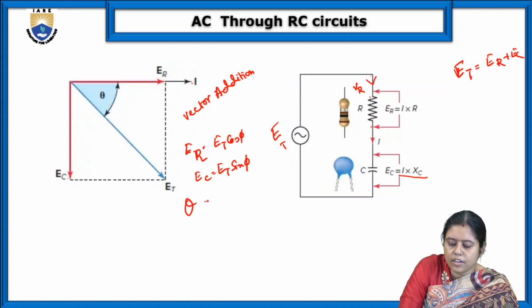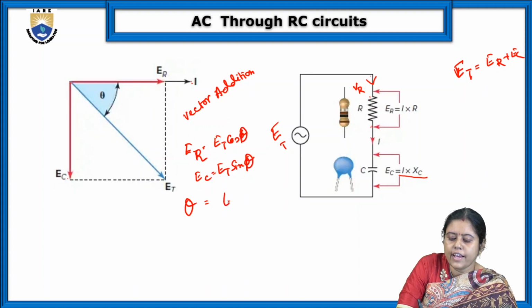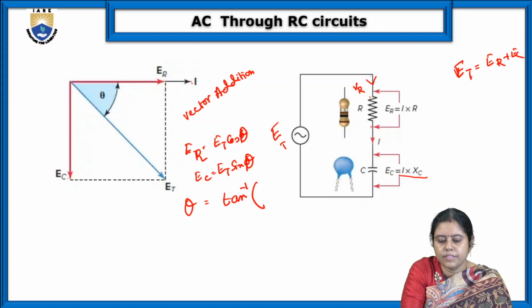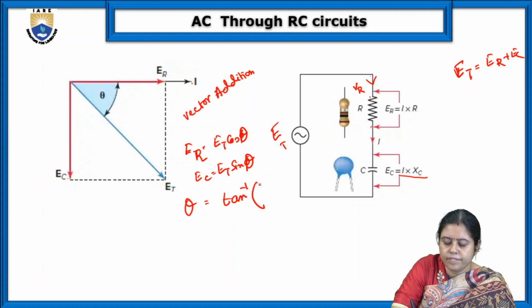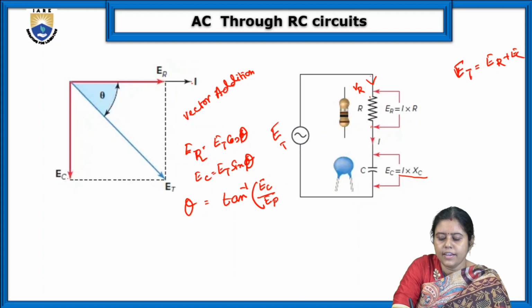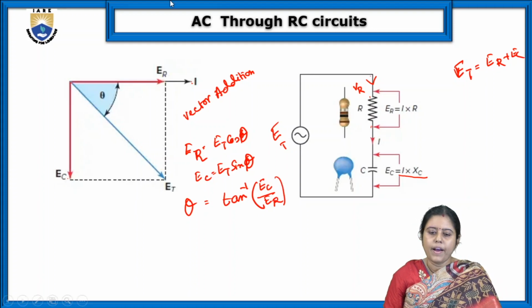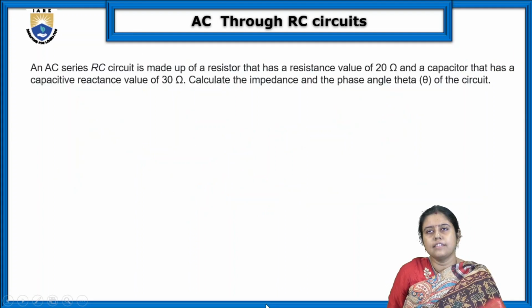So theta is equal to tan inverse of the perpendicular by the base, so it is EC by ER. What is the angle? The angle is tan inverse of EC by ER. So this is the AC through the RC circuit.